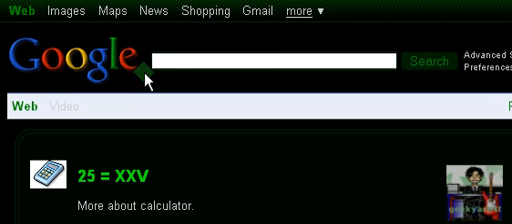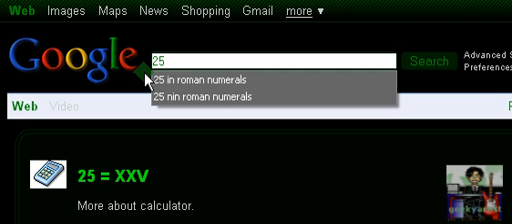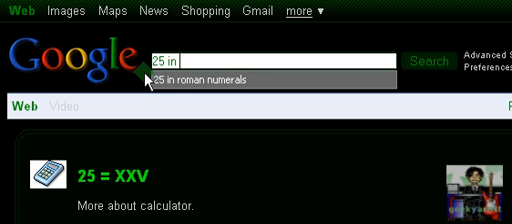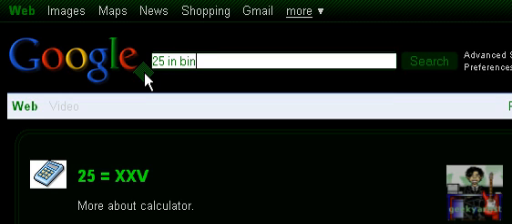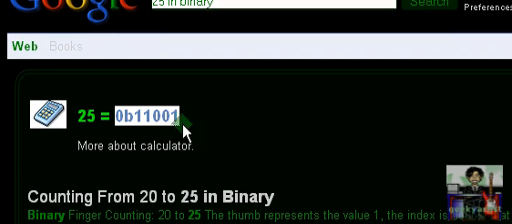So, another type of conversion. If I want this particular value to be in binary, let's say 25, just type in 25 in binary. And this is my binary equivalent.